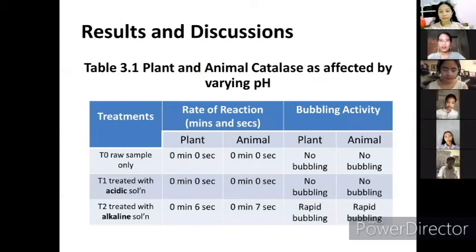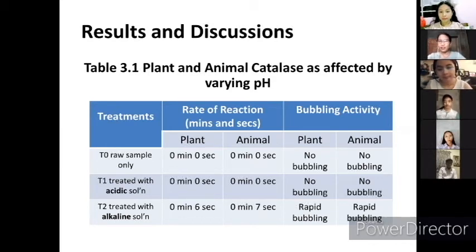For the last two tables for the results and discussion, I'm Sarah Joy Dizon, who will present the remaining results of the study. For these two remaining tables, we focus on the comparison of the plant and animal catalase. So first, table 3.1: plant and animal catalase as affected by varying pH.